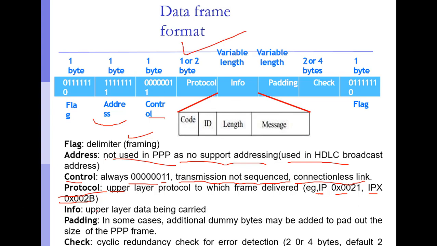And info means the upper layer data being carried: what is the length of the data, what is the code of that data, what is the message of that data. You can see that this is the ID of the data, the code of the data.